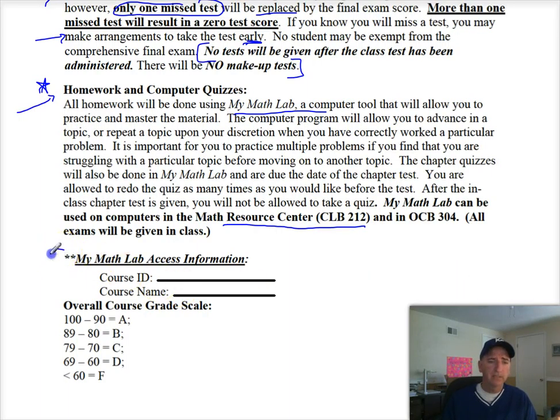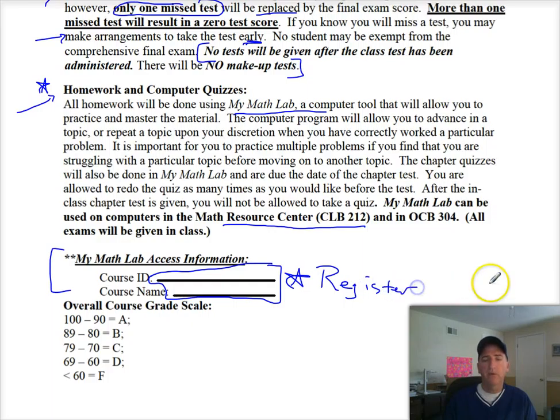On this part of the syllabus right here, you'll see course ID, course name. Yours will actually have some things written in right here. It has a course ID. It probably has my name on it with a number behind it. You will need that to register for My Math Lab, okay? And I will be emailing you and posting another document that will help you do that if you have any issues with it. Or you can do it the first night of class if that works out best for you.